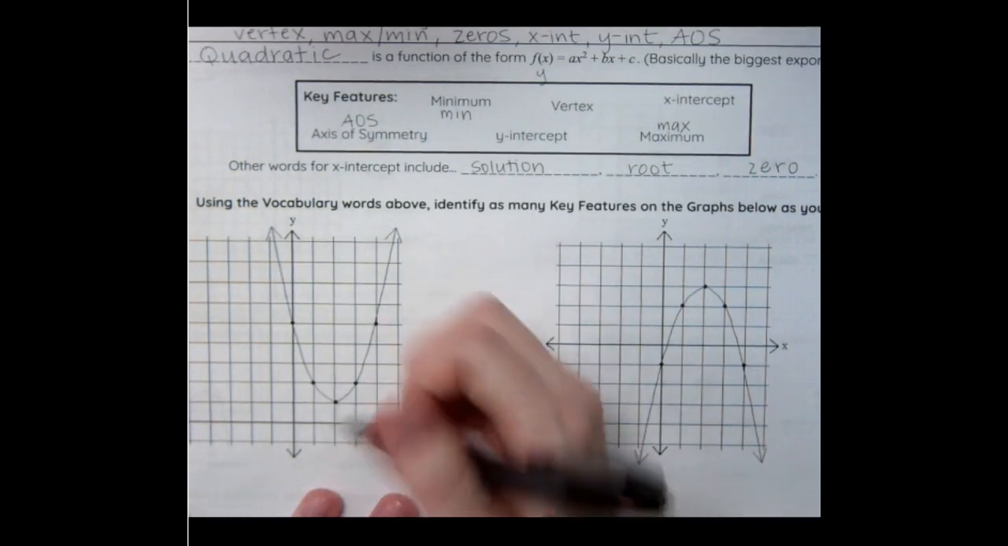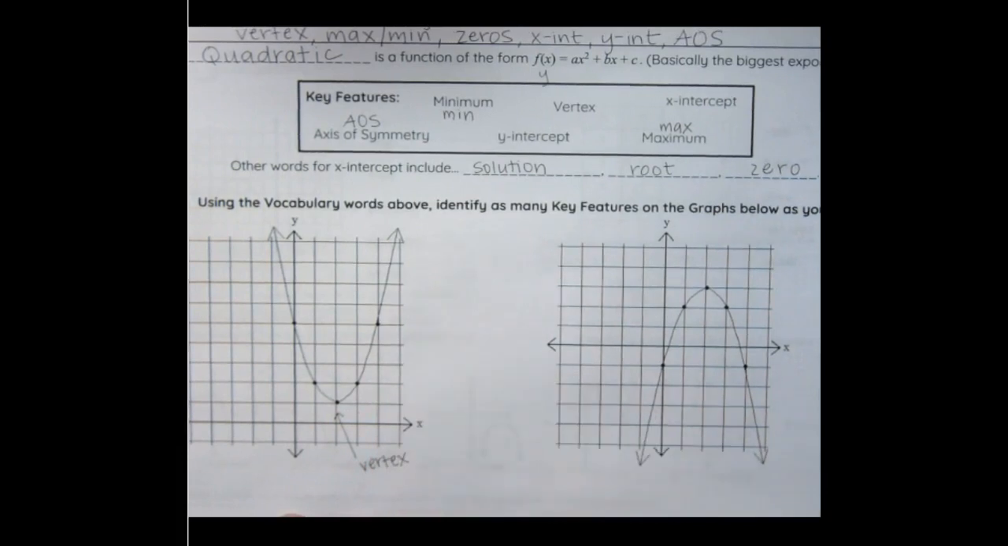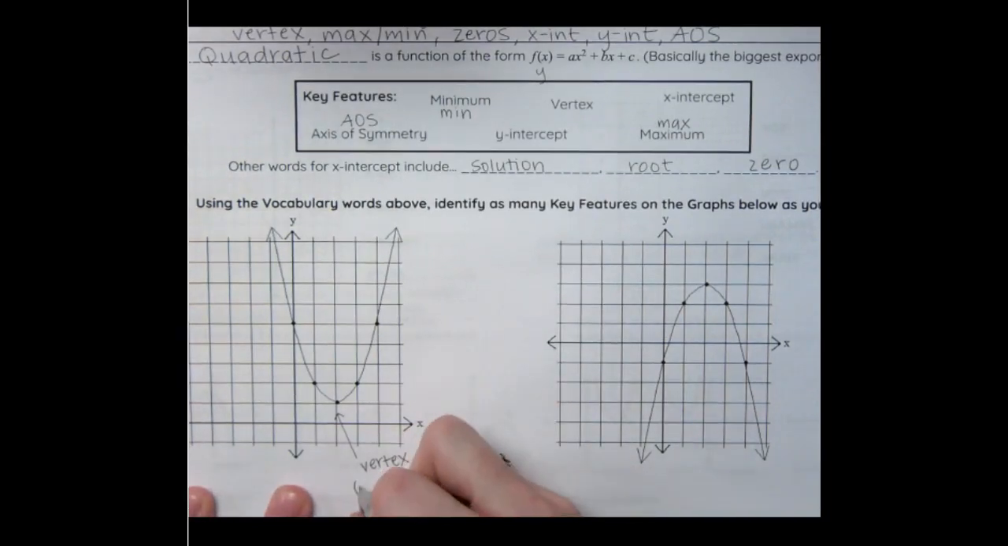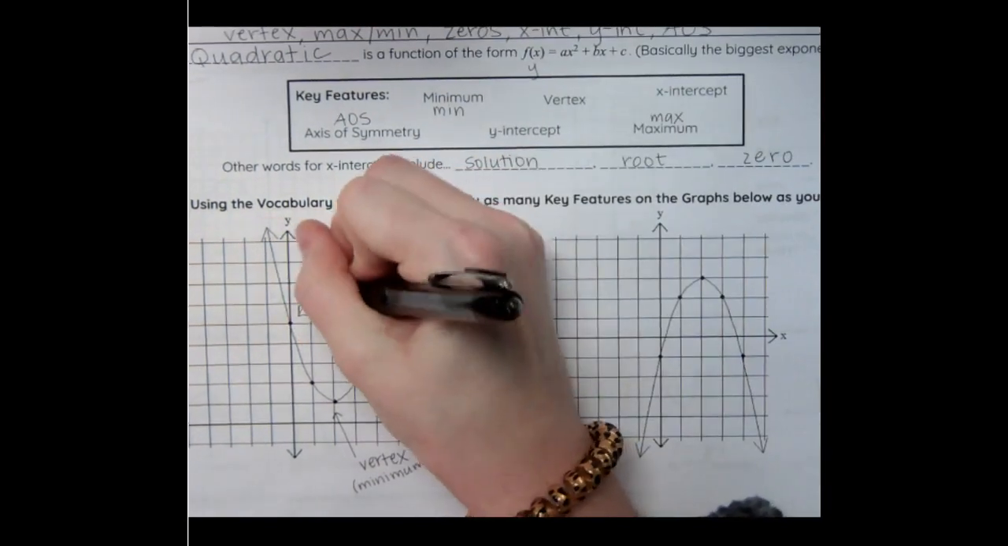This point right here is what we call the vertex. And this is also the lowest point on our graph. Let's see if we can make that a little clearer. It's the lowest point on our graph, so we're also going to call this the minimum. The vertex is either the highest point or the lowest point. If it's the lowest point, it's called the minimum point on our graph. Over here, we have our y-intercept.